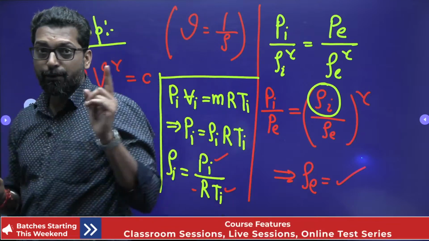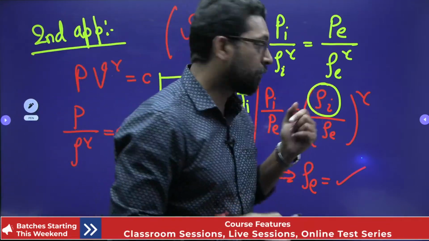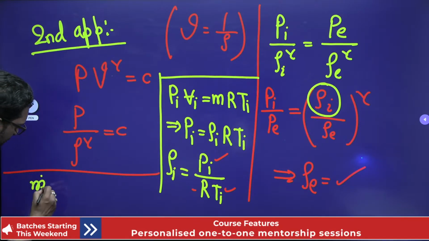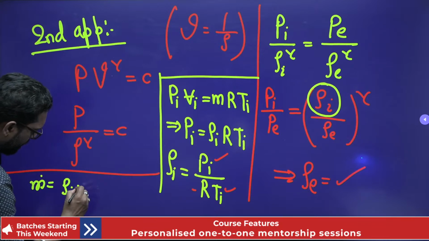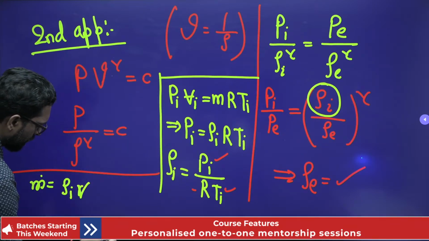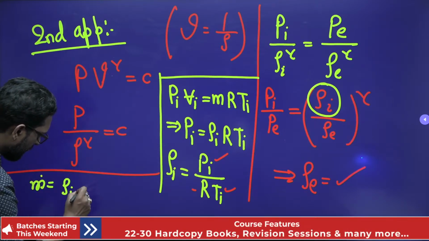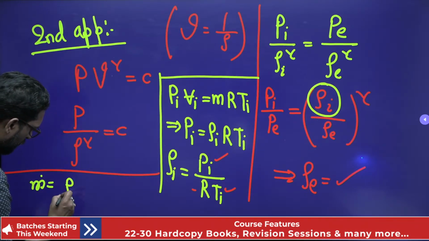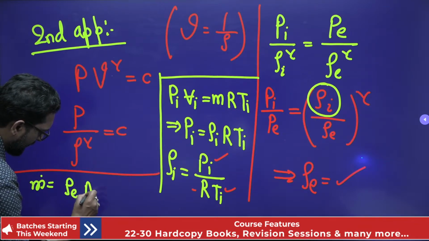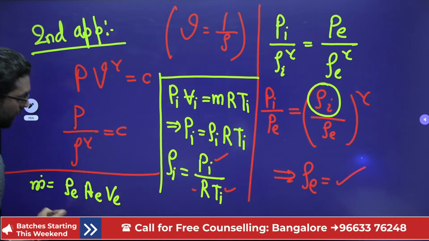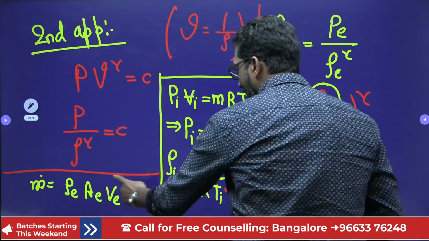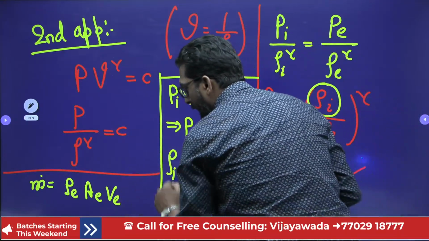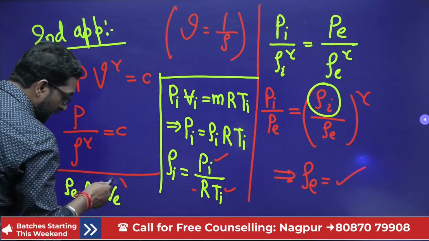For the mass flow rate, we know that the mass flow rate is equal to rho exit times the area at exit times the exit velocity, because the exit area is given. So density at exit you have, area at exit you have. Now the challenge is, what is the exit velocity?